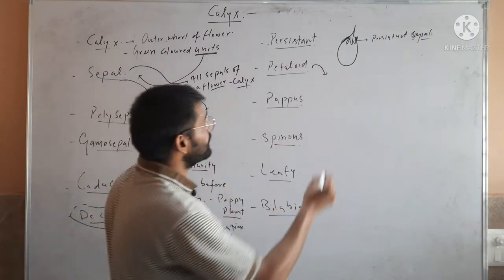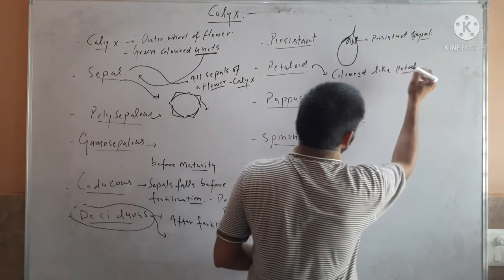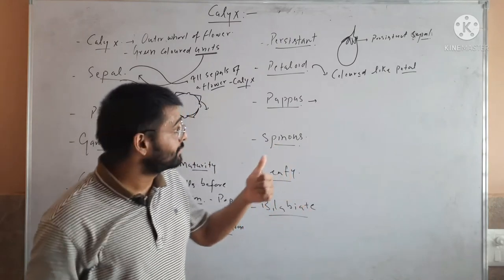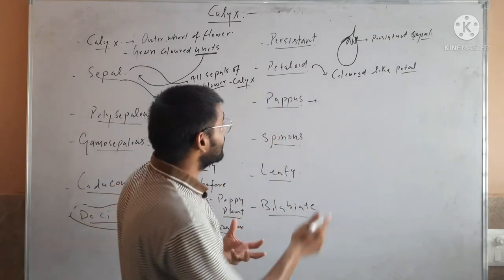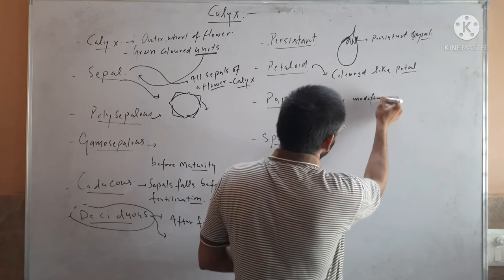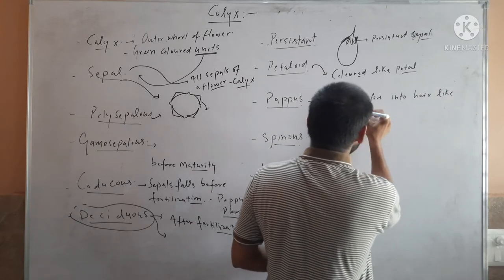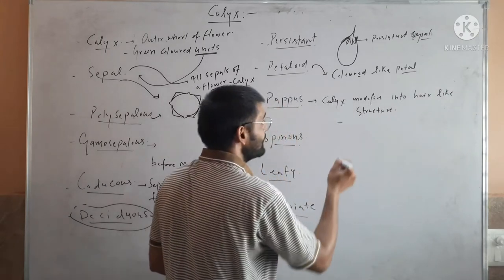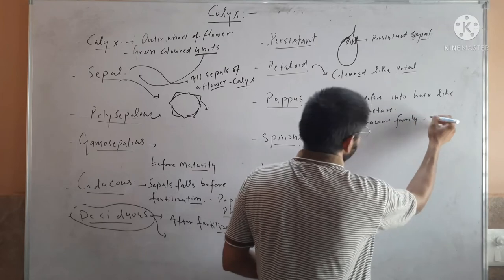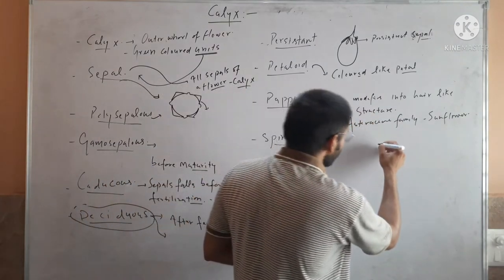Sometimes sepal becomes colored like petal. In this case, it is called petaloid. Pappus: the term pappus is used for calyx that modifies into hairs, a hair-like structure. For example, in Asteraceae family, sunflower, here calyx modifies into hair-like structure.